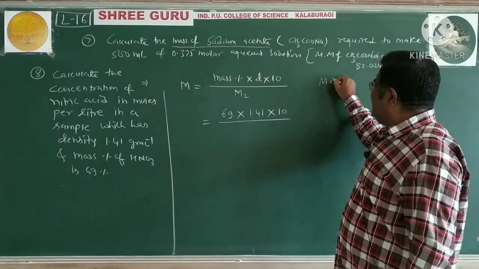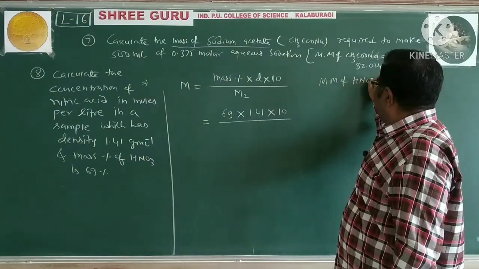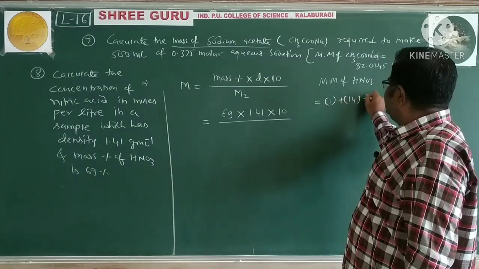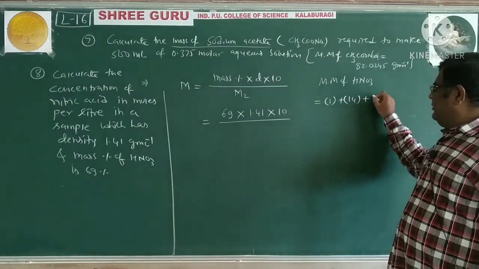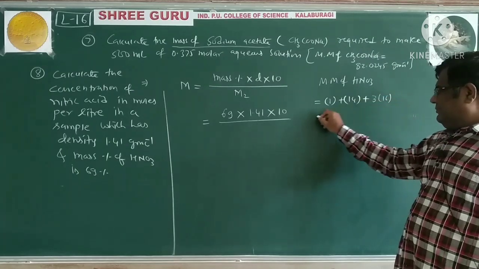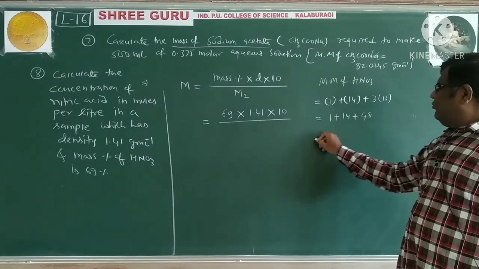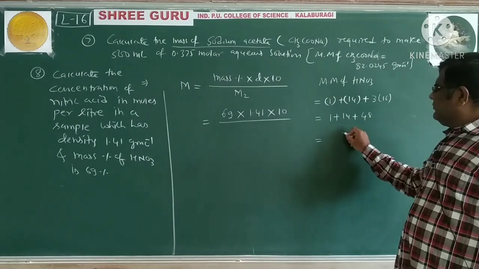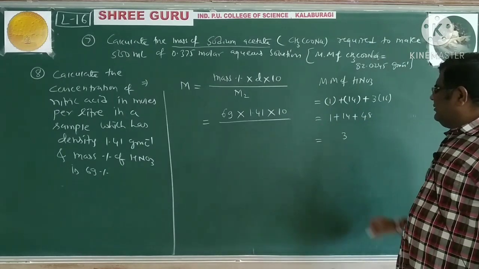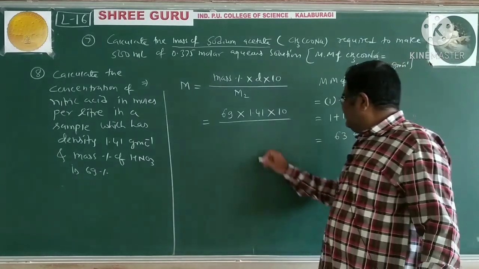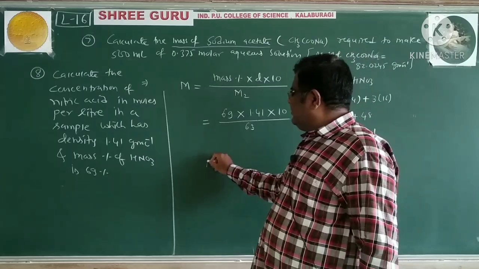And what is the molar mass of nitric acid? Hydrogen 1, nitrogen 14, oxygen is 16. 1 plus 14, 48, 63 gram per mole. So you can write here as 63.